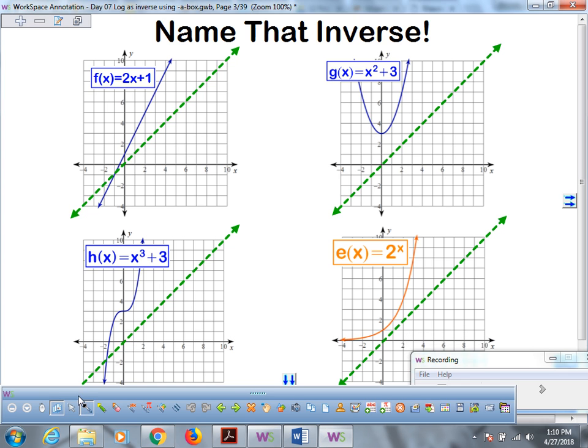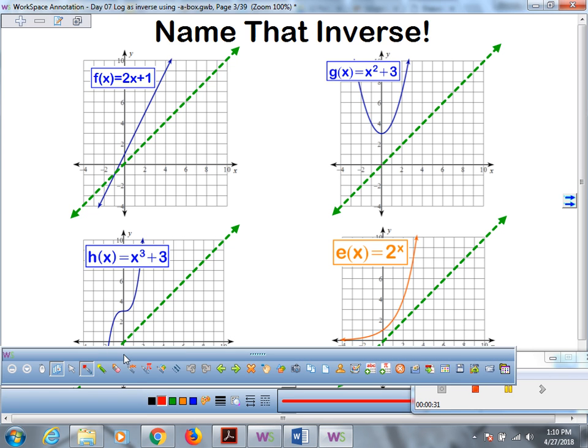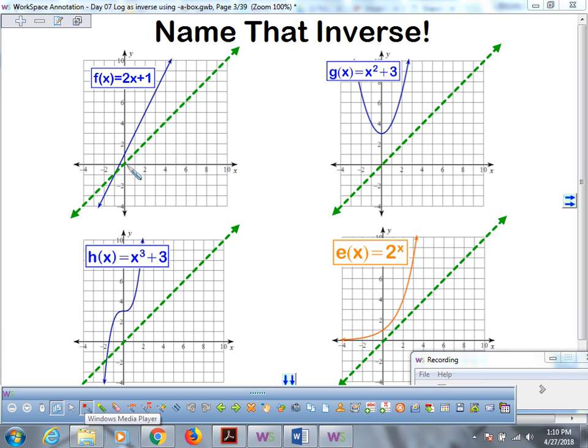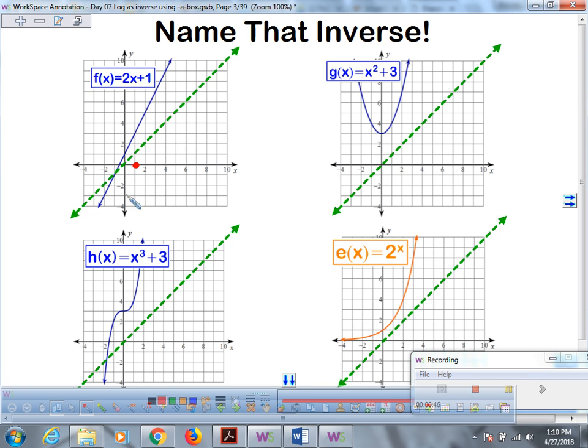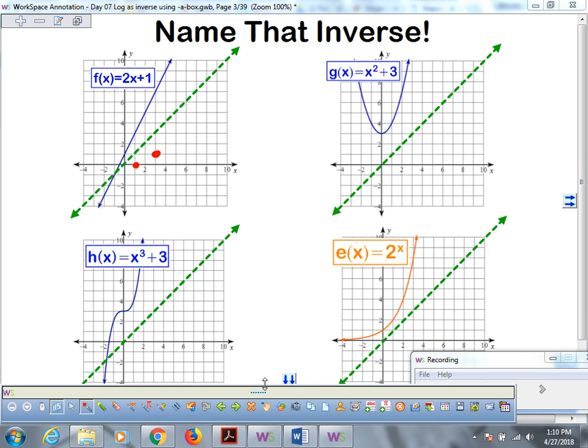Okay, it would be a line, and the way that I would find the line would either be to exchange x and y and solve for y, or I could just use the points. So if the point here is 0, 1, I would just do 1, 0. What's another point? 1, 3 becomes 3, 1. And it would be a line like this.